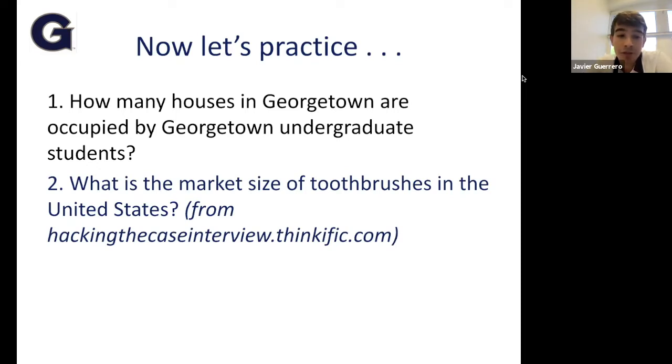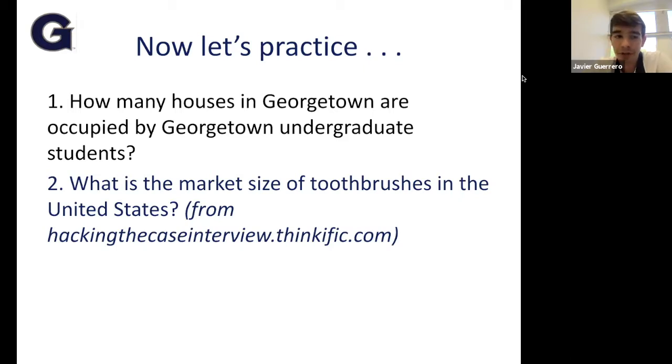Market sizing questions, as you can see in these two examples here, often have a geographical element to them. So for example, in the first question that we're going to cover today, how many houses in Georgetown? So that's defining the geography that we're looking at. And in the second question, we're looking at the market size of toothbrushes in the United States, not globally, not in North America.